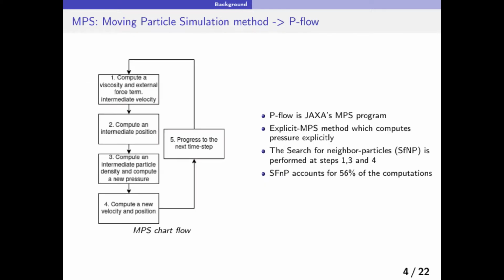JAXA developed its own MPS algorithm called pflow. It is divided into 5 steps. The first step, compute external forces. The second step, compute an external position of the particle. The third step, compute the density and the new pressure. The fourth step, compute a new position and velocity. And then finally, you can move to the next time step. The search for neighbor particles is performed at steps 1, 3, and 4 and accounts for 56% of the computations.